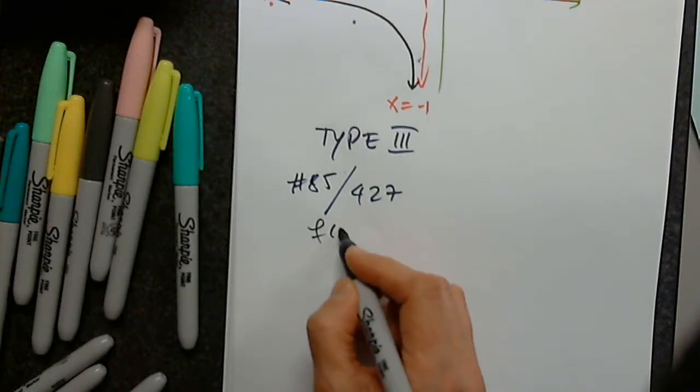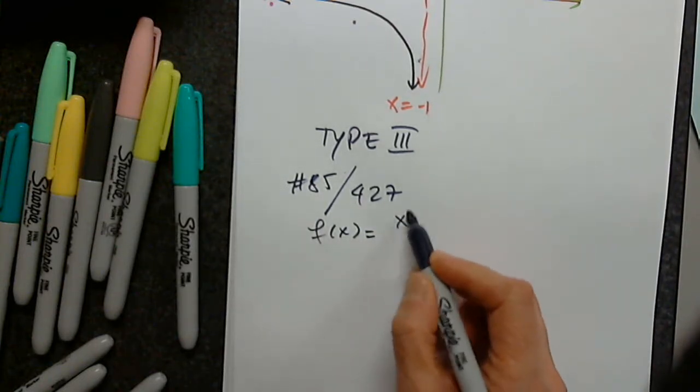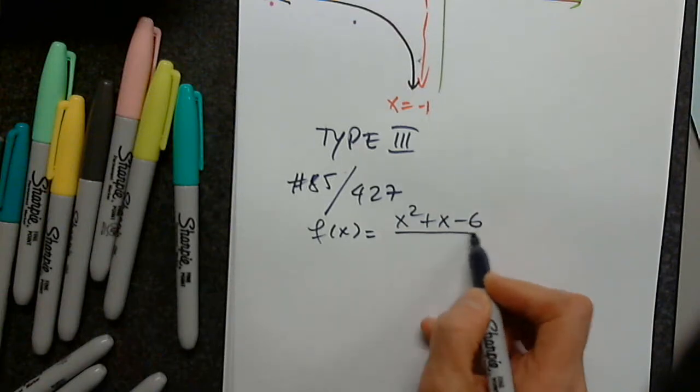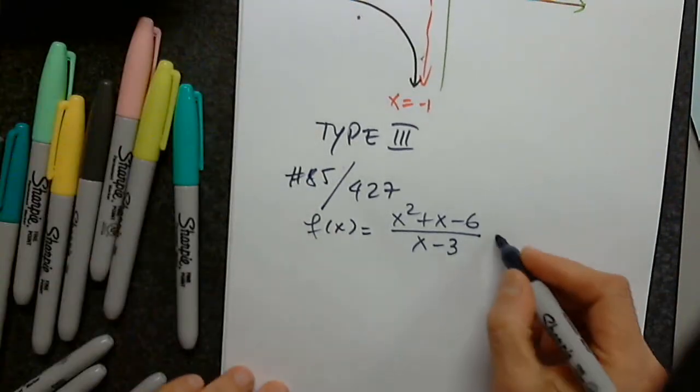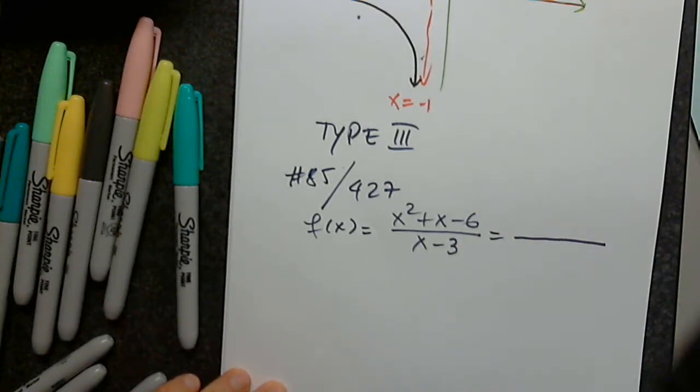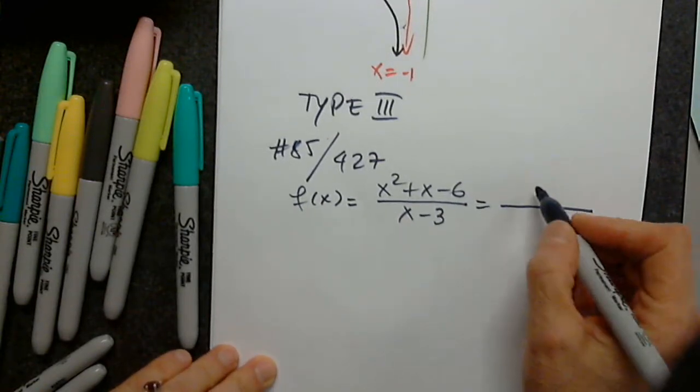F of x equals x squared plus x minus 6 divided by x minus 3. What type is this? Is it type 1, type 2, or type 3? No, I did not fall asleep. I just wanted to make sure that you're here with me and following. Good. What will I do right away? And this is my hint for you. Factor. Yes, I'm ready.